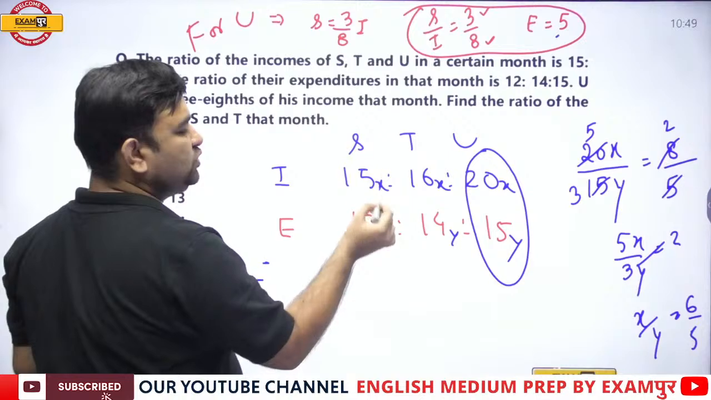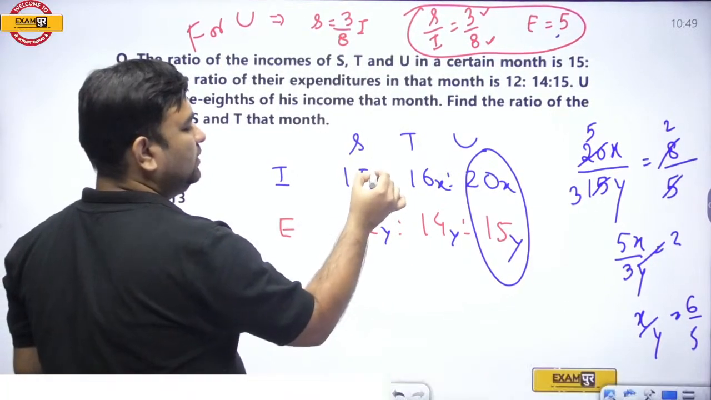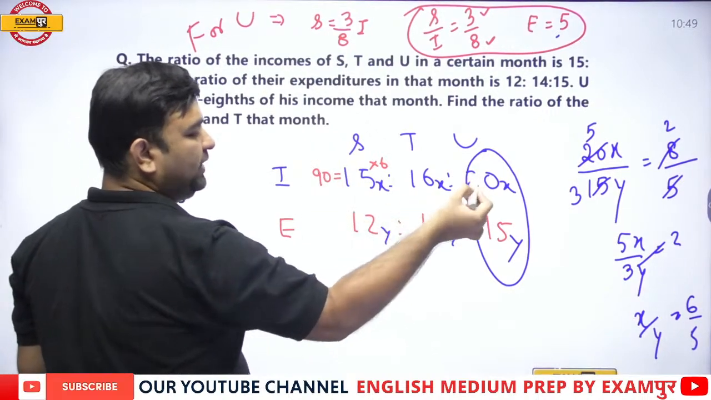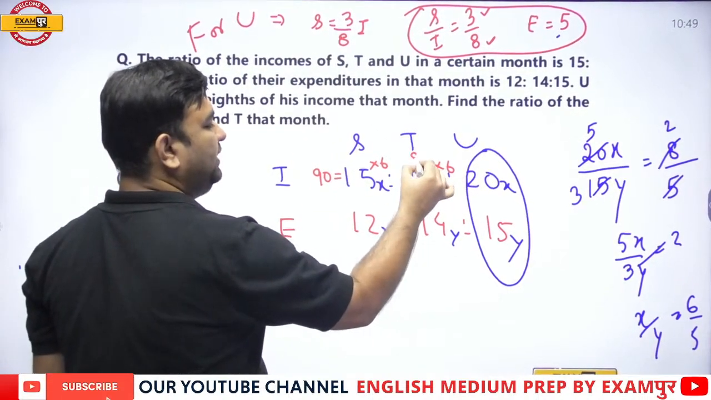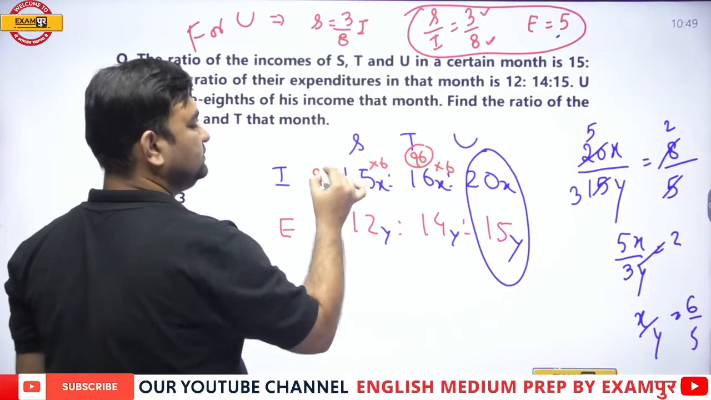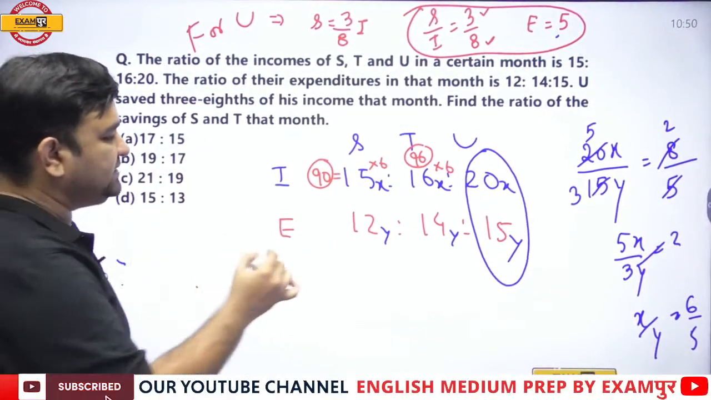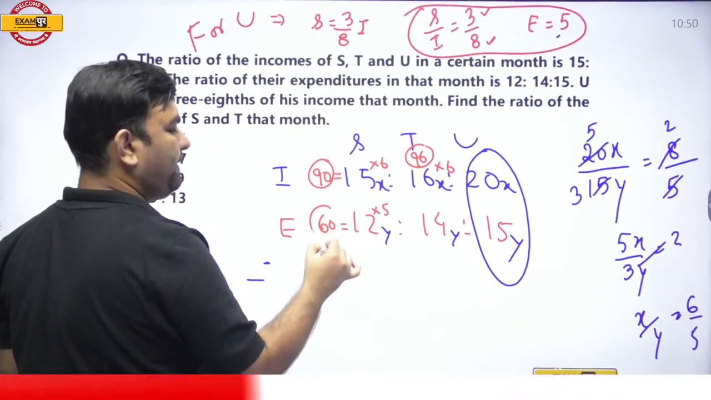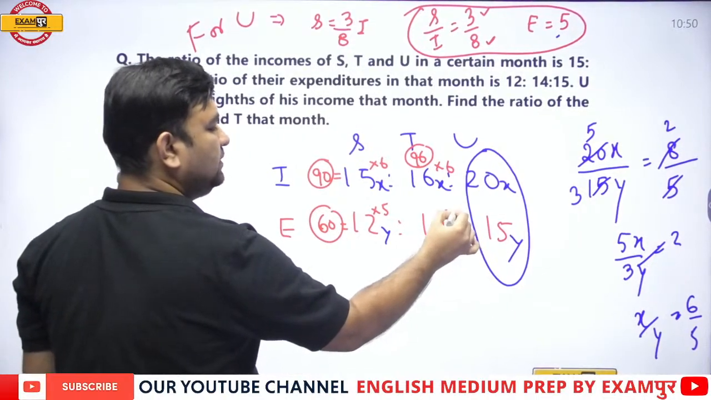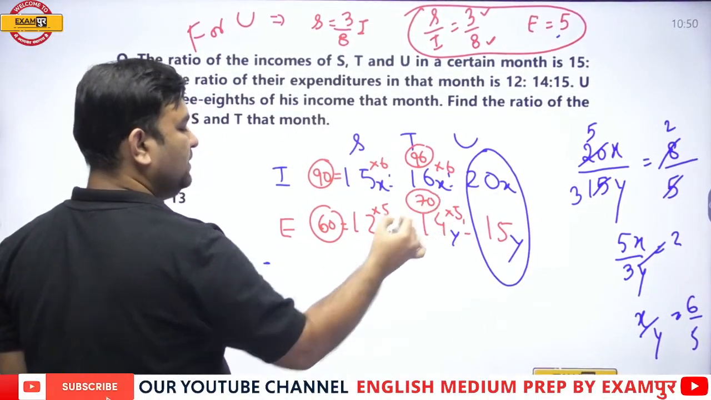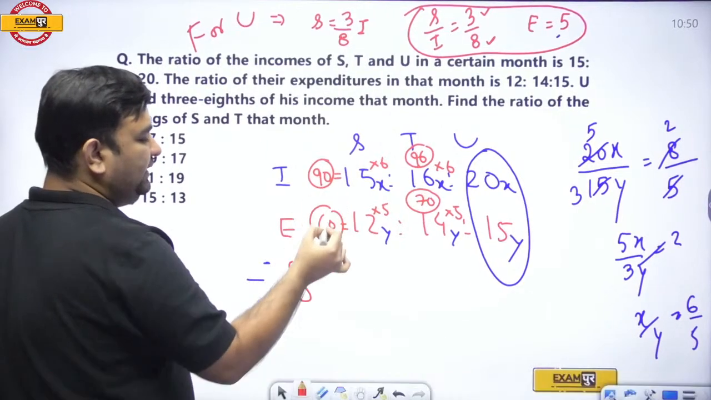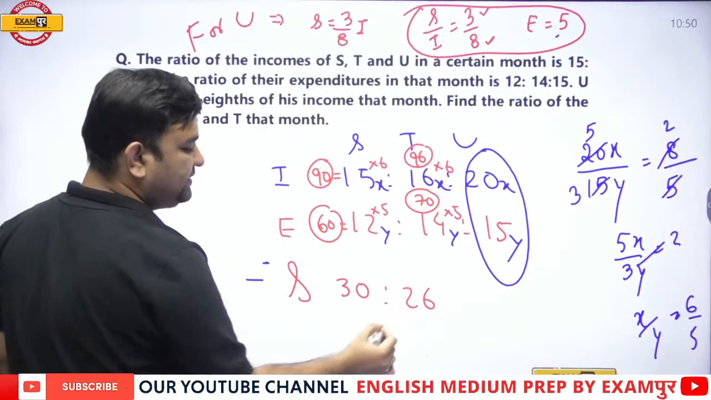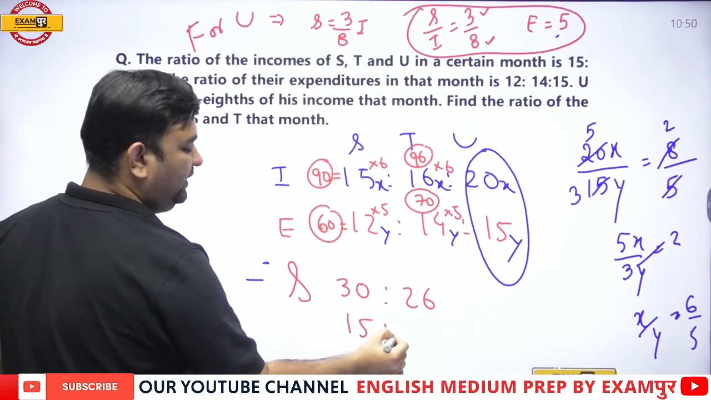Put X equal to 6 here: 90. Y is 5: 60. So what are the savings? 90 minus 60, 30. And what is it here? 15. What is the ratio? 15/30.